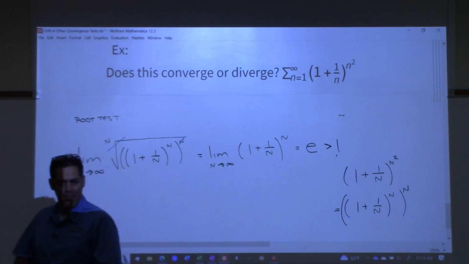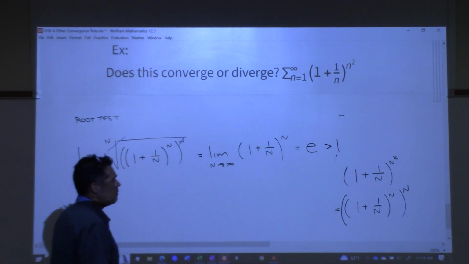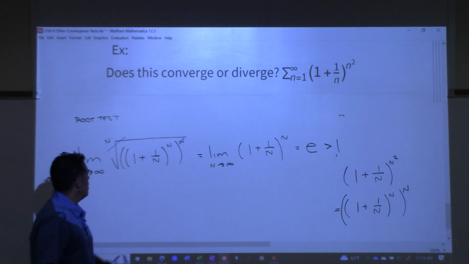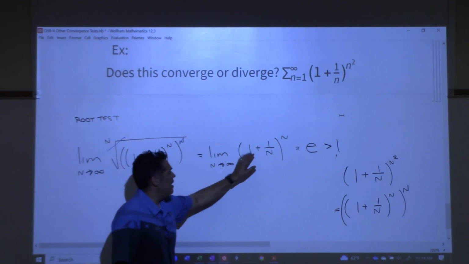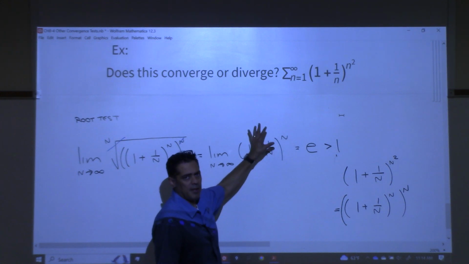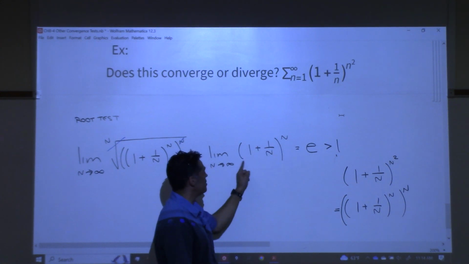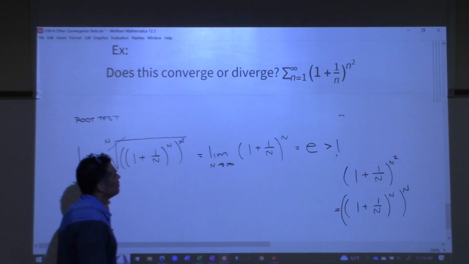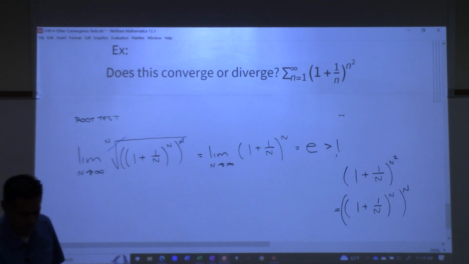Divergence. Yes? Are we doing this process twice? What do you mean? Get rid of the n to the... Nope. No, we did this to get this, and then this we know from last class and from Cal 1 that if you do this limit, it actually turns out to be e. Okay, that's it. Root test, done.